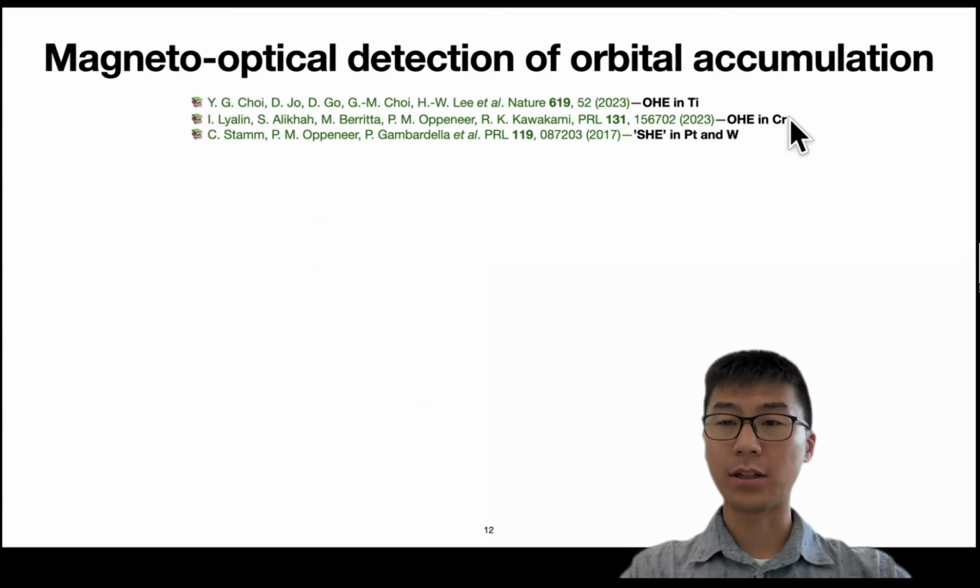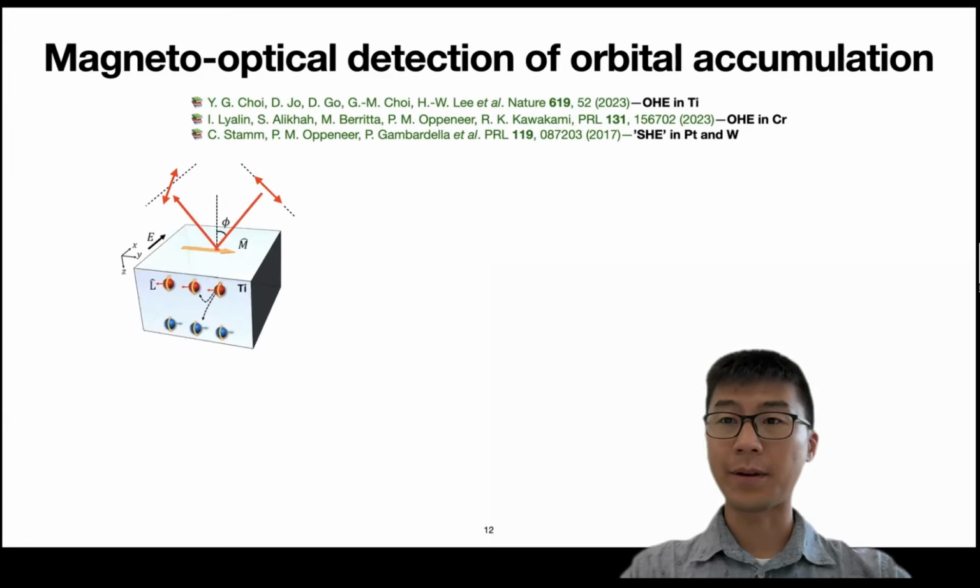And also in the past, there was an experimental work that measured spin Hall effect in platinum and tungsten metal films. But in all three experiments, the experimental geometry looks like this. So I've taken the figure from the first experimental paper, 2023. We apply electric field, and electrical current leads to orbital accumulation at the top and bottom surfaces. And then we measure induced angular momentum or induced magnetization on the surface by polarized light. And this effect is called magneto-optical Kerr effect. This is quite a standard method nowadays to measure surface magnetization.